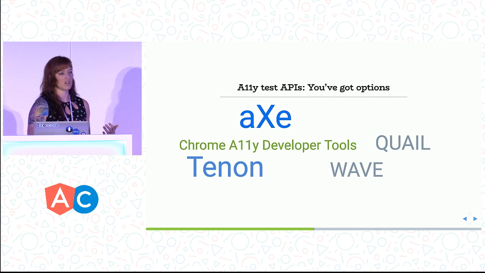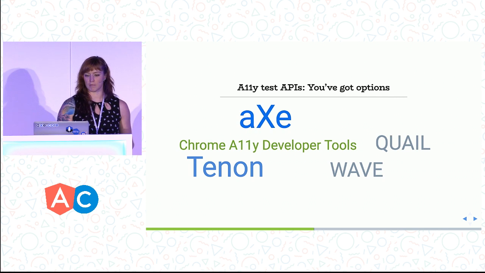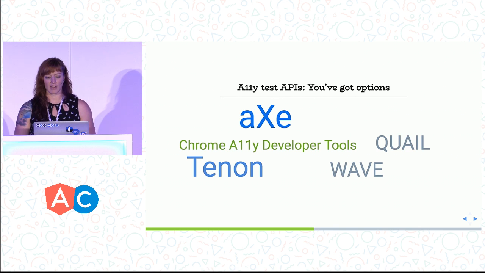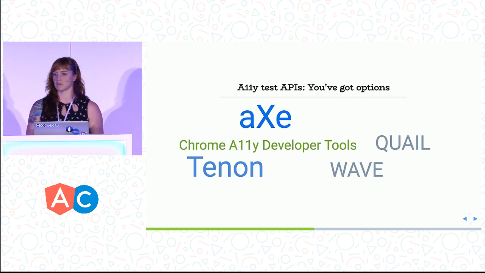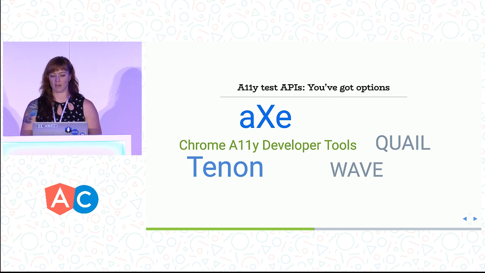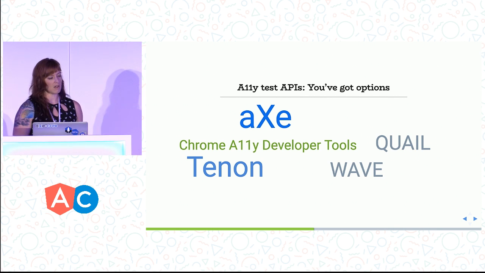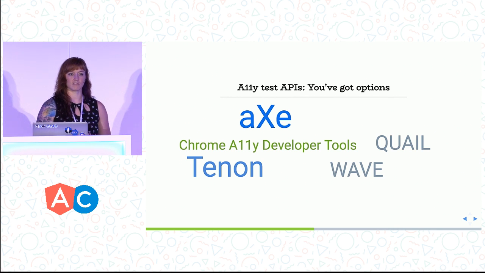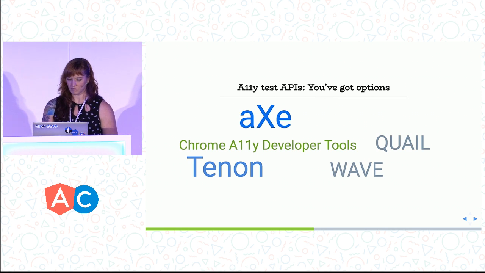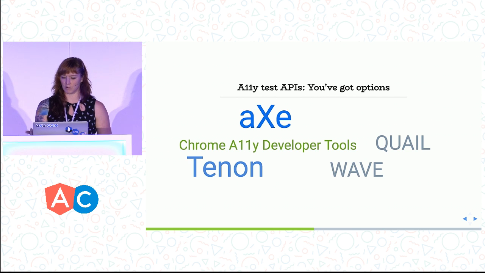There are a number of different options for accessibility test APIs. The one I work on is called Axe, or Axe Core. And I like it because it's got a really solid rule set for accessibility, so that every person who uses it doesn't have to write all of those rules, because they can get complicated as far as the algorithms go. But there's other options, like the Chrome Accessibility Developer Tools from Google. There's an older one called Quail. Actually, one of my colleagues who worked on Quail is working on Axe now, which is great.